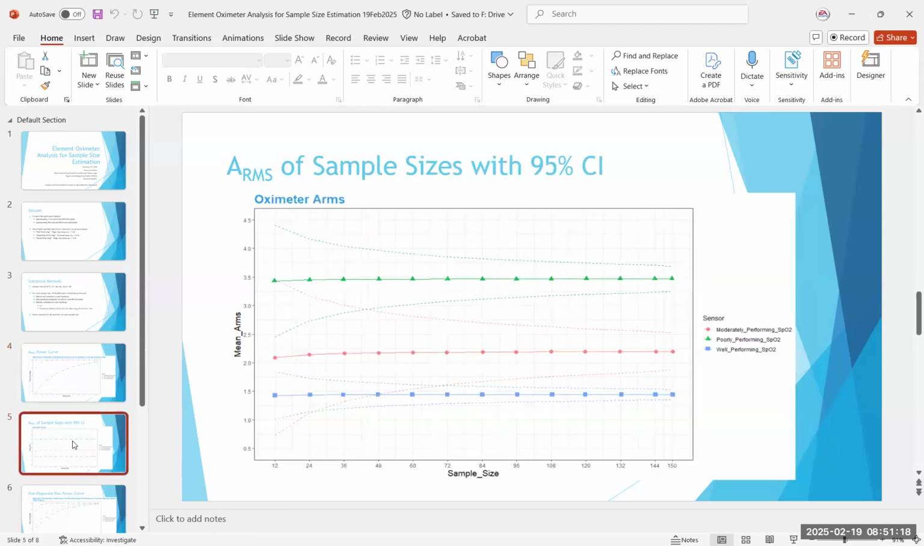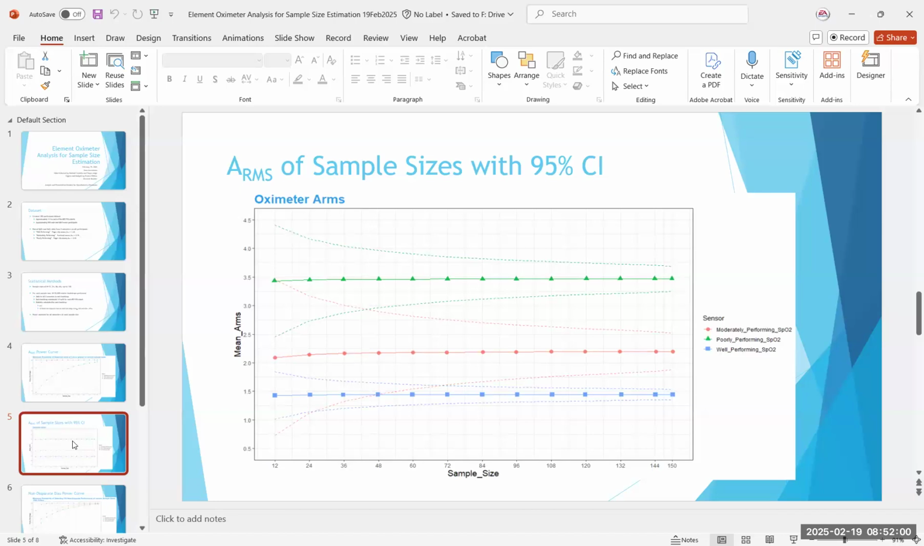We also calculated the confidence intervals around each ARMS calculated per sample size. I know there's a lot of lines going on. Really, the important one to look at here is the green line. So the solid one represents the ARMS of each sample size, while the dashed ones of the same color represent its 95% confidence interval. So here in this case, you can see on the poorly performing oximeter, starting at a sample size of 48, there is no chance of that poorly performing oximeter accidentally passing with an ARMS, due to the confidence intervals being above that 3.0 threshold right at about 48 participants.